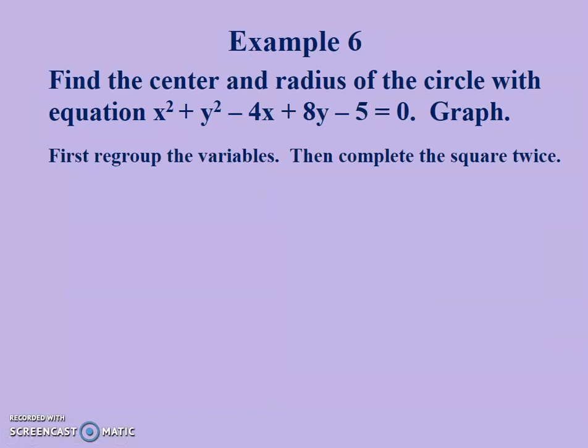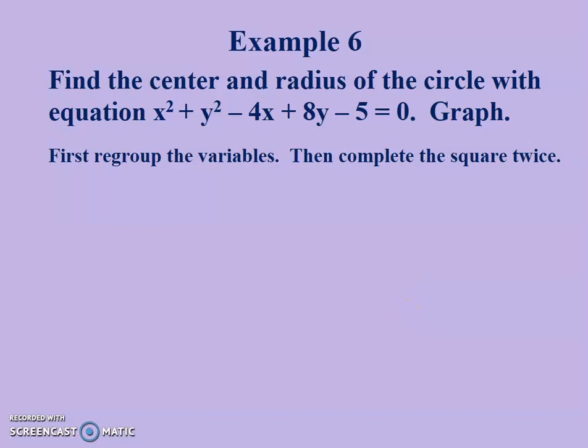All right. For example 6, it says find the center and radius of the circle with the equation x squared plus y squared minus 4x plus 8y minus 5 equals 0. This is what's called general form of the equation, so we cannot immediately see the center or the radius. And so what we're going to have to do is turn it into its standard form.